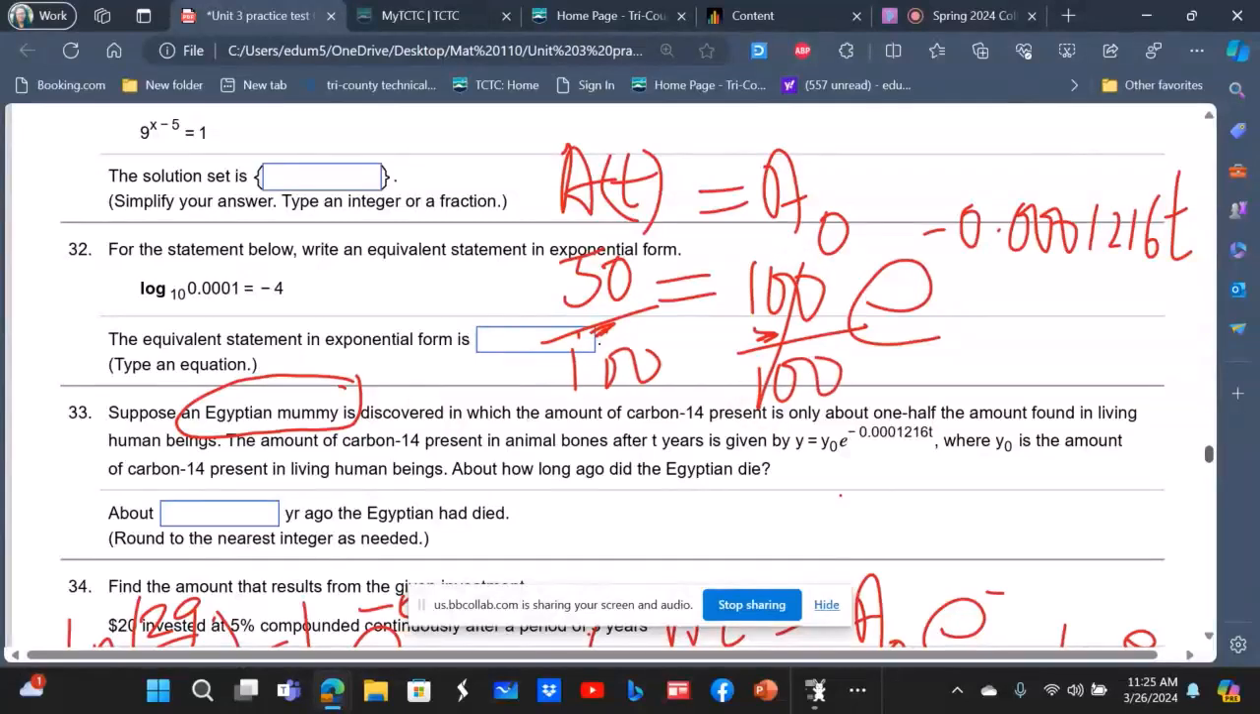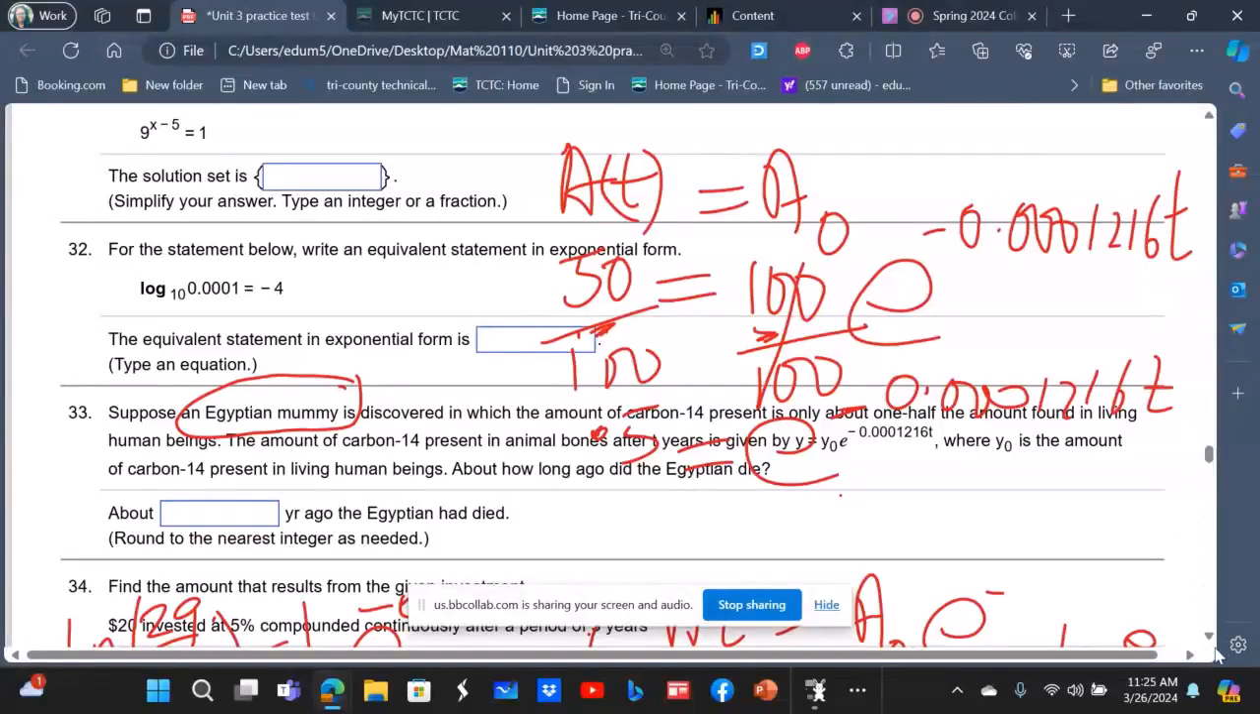So that cancels, and I now have 50 over 100, which is the same as 0.5. So 0.5 is equal to e to the exponent negative 0.0001216 t. Now, because the bases are not the same, the exponents are not equal. If the bases were the same, the exponents would be equal. So we have to take the natural logarithm.